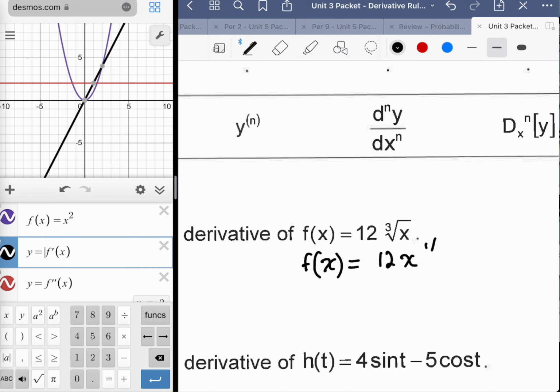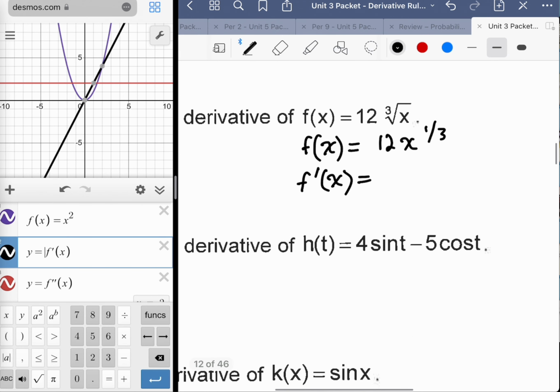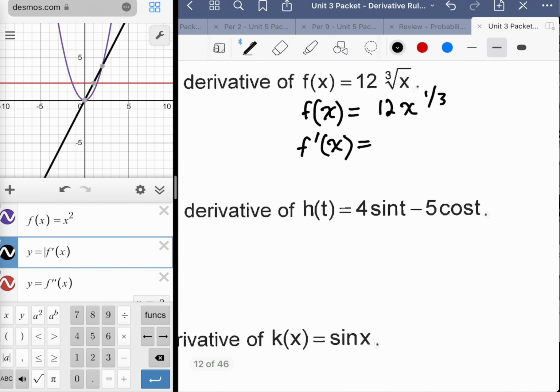12x to the 1/3, right? Just rewriting it to get it into the power form. So if I want to take the first derivative of this, I would just apply the power rule. Multiply power by coefficient, reduce the power by 1. So power by coefficient, 1/3 times 12 is going to be 4. Reduce my power by 1. 1/3 minus 1 is negative 2/3.